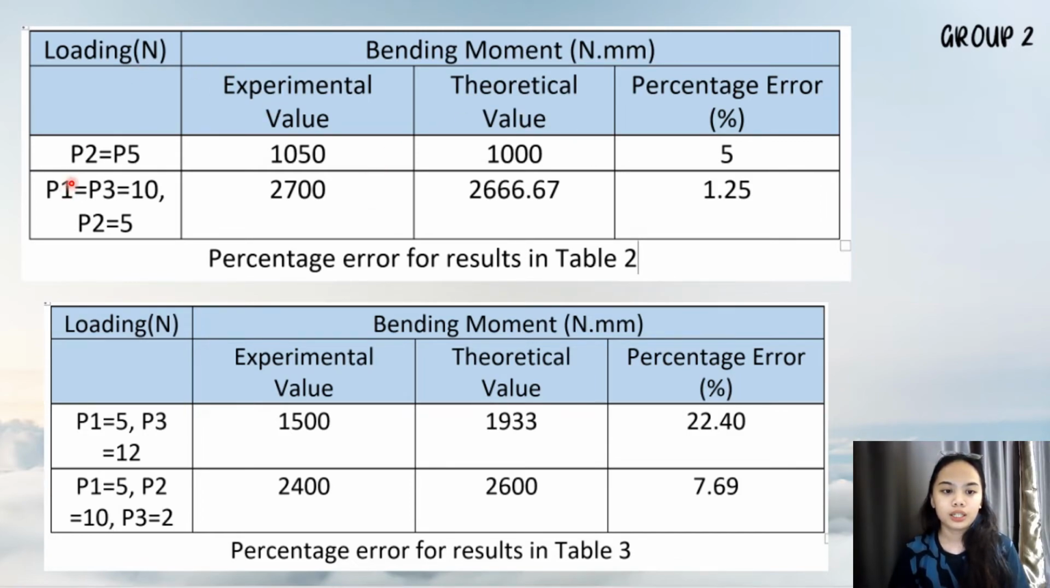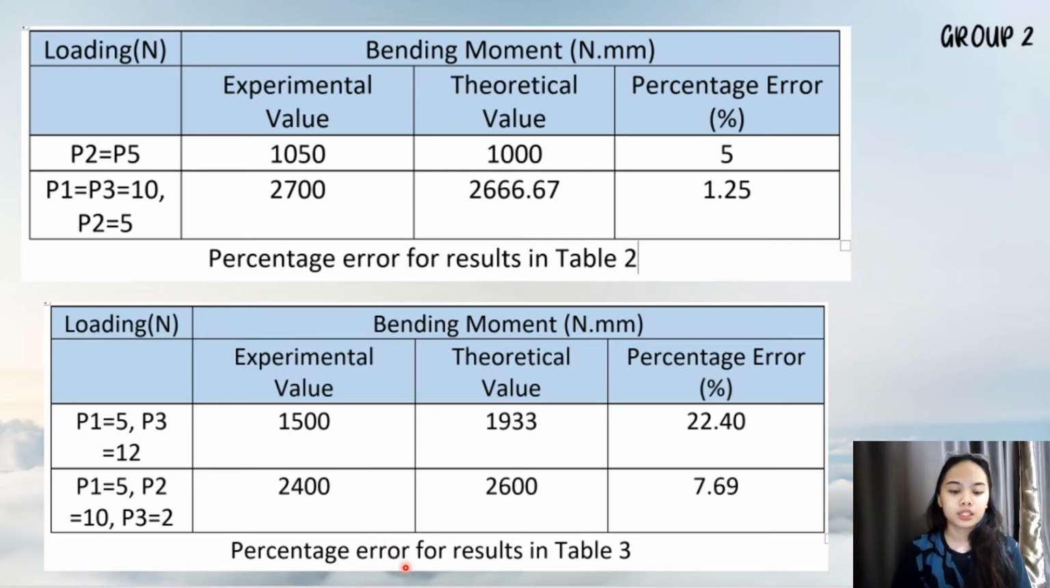When the loading is P2 equals to P5, the experimental value is 1050, the theoretical value is 1000, and the percentage error is 5%. And the loading is P1 equals to P3 equals to 10, and also P2 equals to 5. The experimental value is 2700, the theoretical value 2666.67, and the percentage error is 1.25%.